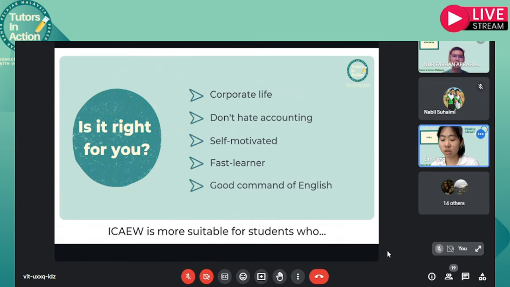Right, and it is also more suitable for those who are self-motivated because, like I said, it's exam-based. Even though your lectures are good, they can only help you to that point. It depends on yourself also. And then you have to be a fast learner as well because, for example, in professional level, you have to complete 6 modules in just 1 year. So on average, you have to learn a whole new subject in just 2 months, right?